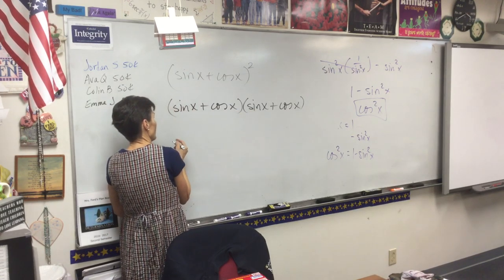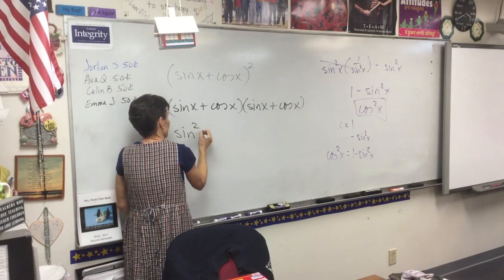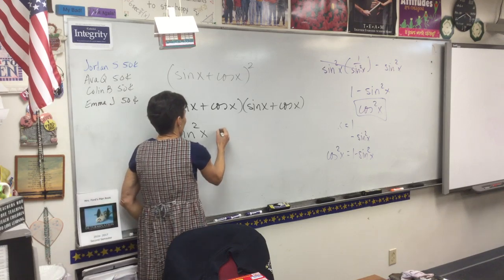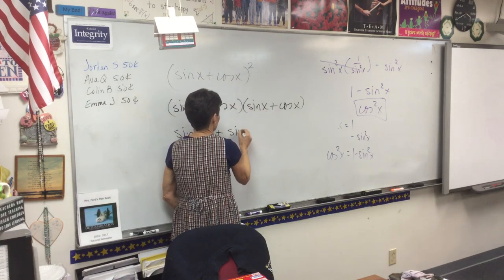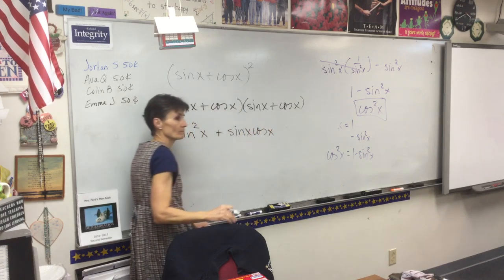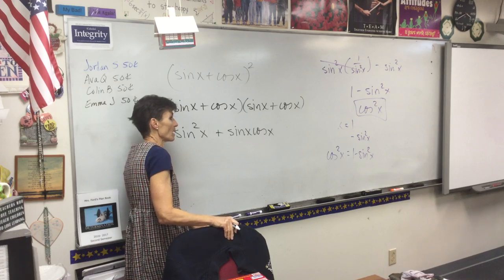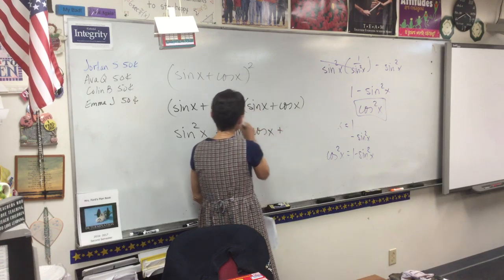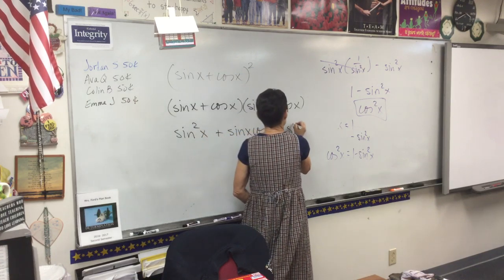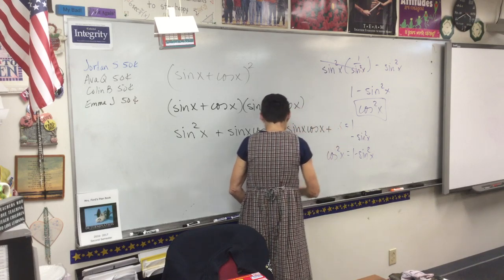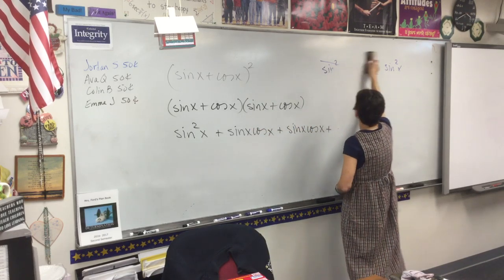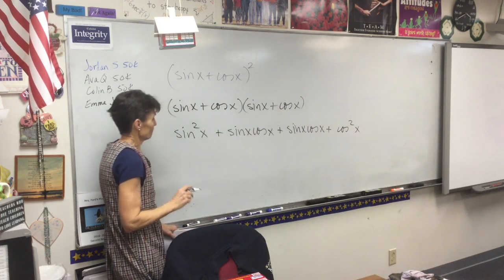First times first gives me what? Sine squared. Outsides give me sine times cosine. They don't cancel out. They're not reciprocals of each other. They just stay sine times cosine. Insides give me the same thing, sine times cosine. And what is last? Give me cosine squared. That's kind of big and ugly.